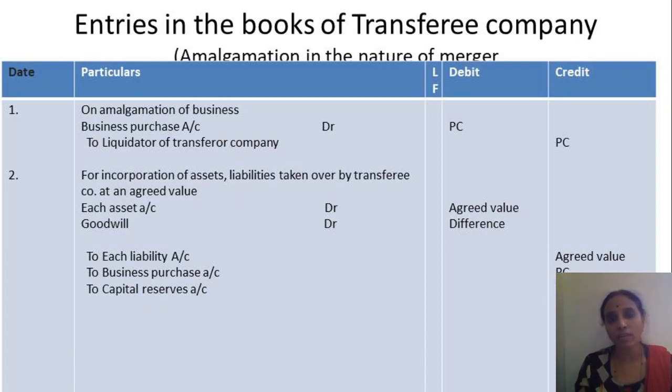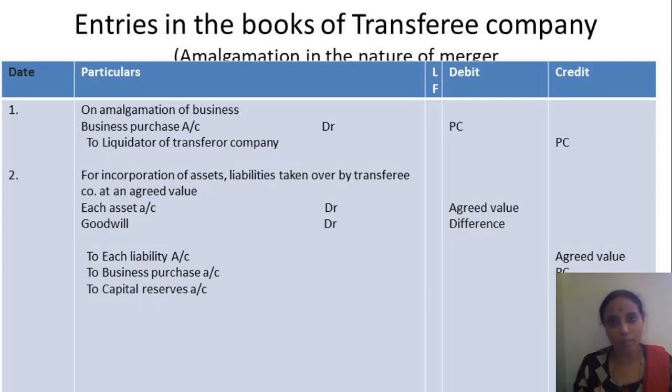So first journal entry is on amalgamation of the business. When you make a dealing for amalgamating the businesses, in that case you are making the entry. So what is that? Business purchase account debtor to liquidator of transferor company. The same what you have made for the previous case also. Previous nalli ಇದೆ ನೋಡಿದ್ವಿ ಟ್ರಾನ್ಸ್ಫರಿಂಗ್ ಕಂಪನಿ ಬುಕ್ಸ್ ನಲ್ಲಿ ಏನ್ ಜನರಲ್ ಎಂಟ್ರೀಸ್ 10 ಮಾಡಿದ್ವಿ. ಇಲ್ಲಿ ಕೂಡ 11 ಆಗುತ್ತೆ ಅಷ್ಟೇ. ಕೆಲವೊಂದು ಸೇಮ್ ಇದೆ, ಕೆಲವೊಂದು ಡಿಫರೆಂಟ್ ಇದೆ.